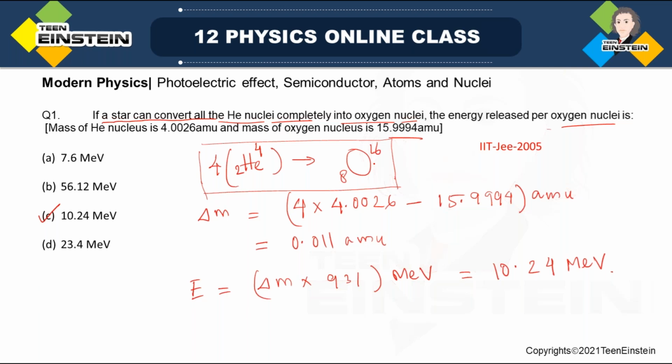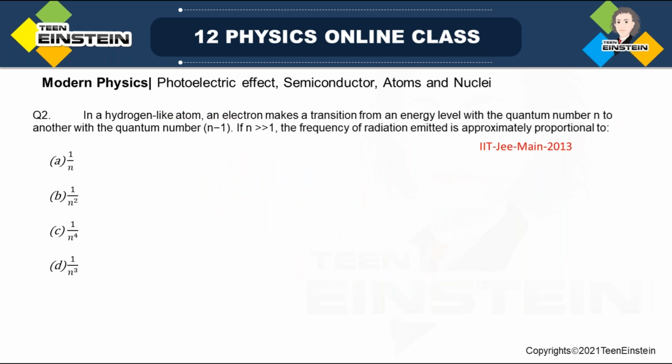Okay, we'll move on to the next question. This question is also from the JEE Mains paper 2013. That's a very interesting problem. The question is: in a hydrogen like atom, an electron makes a transition from an energy level with quantum number n to another quantum number n minus 1.